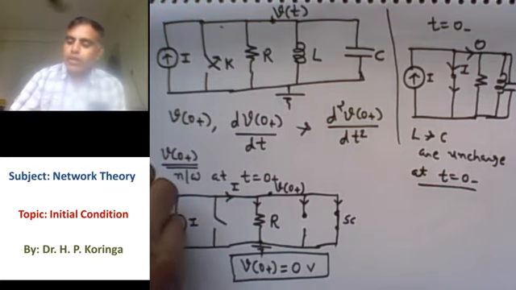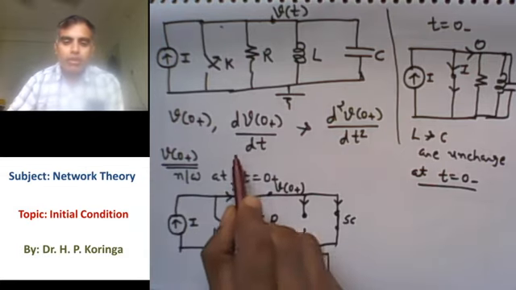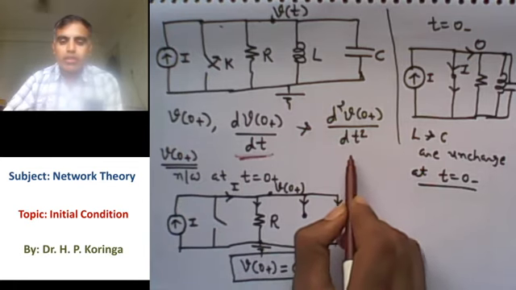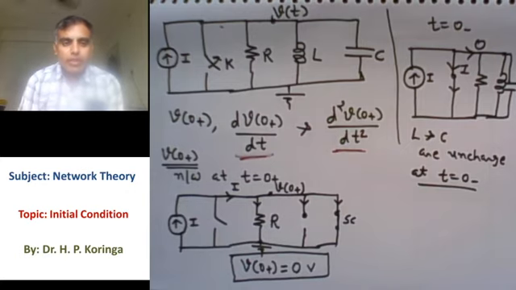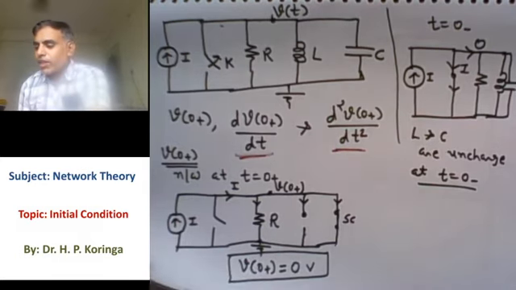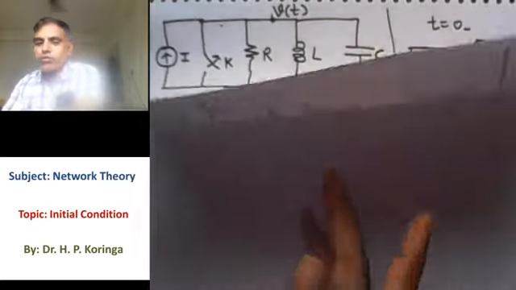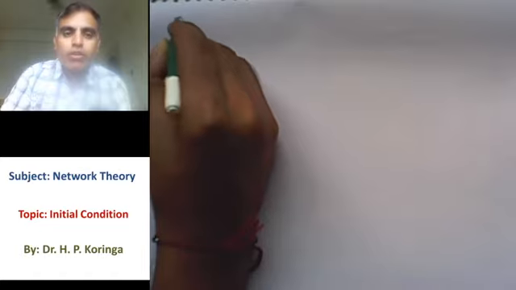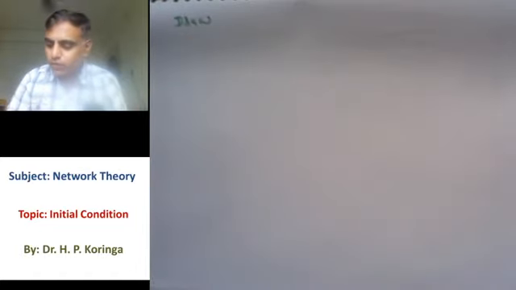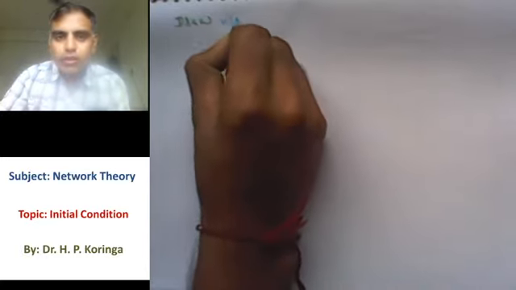Now the next step is to find dv(0+)/dt and d²v(0+)/dt². For that we have to draw the network for t greater than or equal to 0. So let me draw the network.